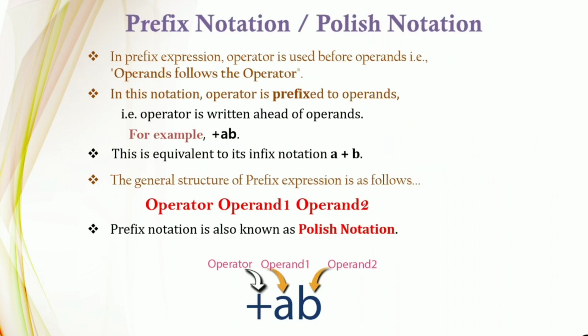Next is prefix notation, or Polish notation. In this, the operator is used before the operands. The operator is the prefix, so we call this prefix notation. Operands follow the operator. For example, plus AB: the operator is written ahead of the operands. Written in infix form, plus AB is A plus B. The general structure is operator, operand 1 and operand 2.